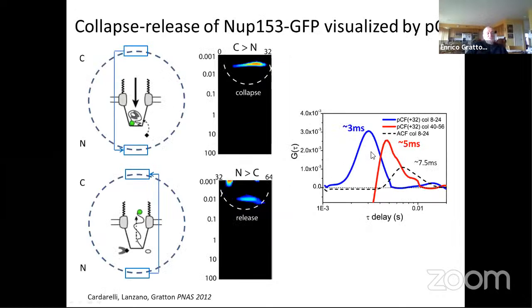So now we can finally do a cross correlation between the motion of the NUP153 GFP, so in green, and the cargo, which will be in any other color. And then we can see essentially when the protein is collapsed or when the protein is extended. Remember that the extension of the molecule is such a size that it will go to the other side.